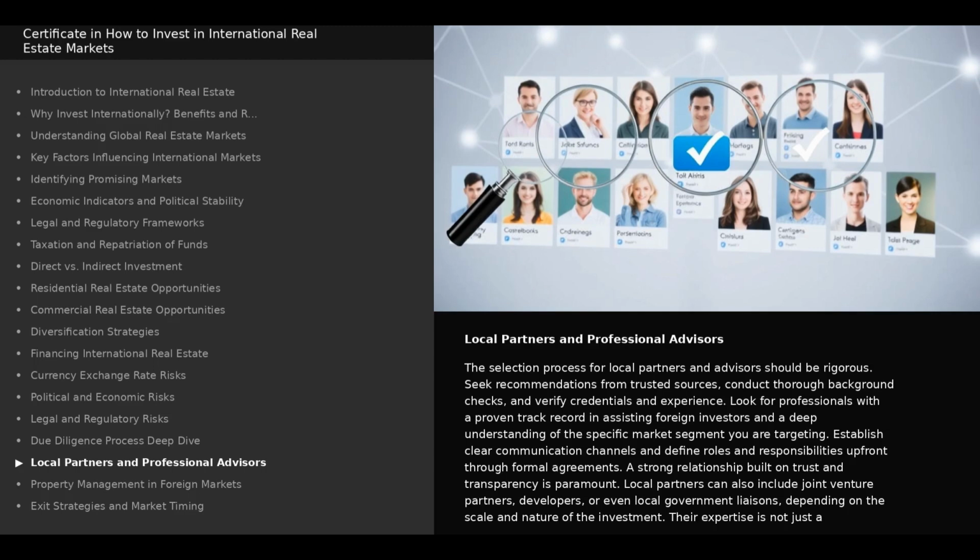Local partners can also include joint venture partners, developers, or even local government liaisons, depending on the scale and nature of the investment. Their expertise is not just a convenience, but a necessity for mitigating risks and maximizing returns in unfamiliar territories. This strategic collaboration is a competitive advantage.